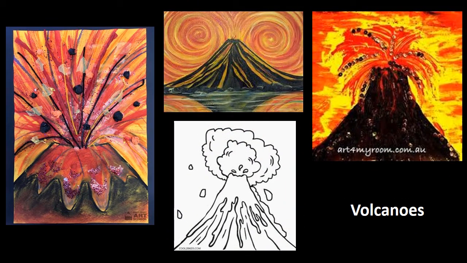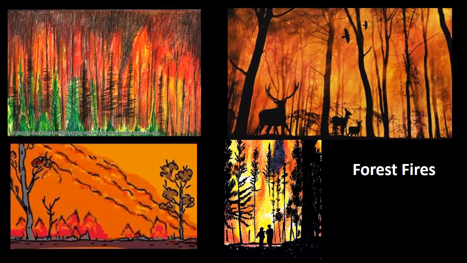Volcanoes. Well, that is a great example of movement because with volcanoes, there's lots of spewing of lava and smoke and ash. As we're going through these slides, you might want to think about which one you really want to do for your agamograph. Forest fires. We just heard about all the forest fires that were happening in Australia.